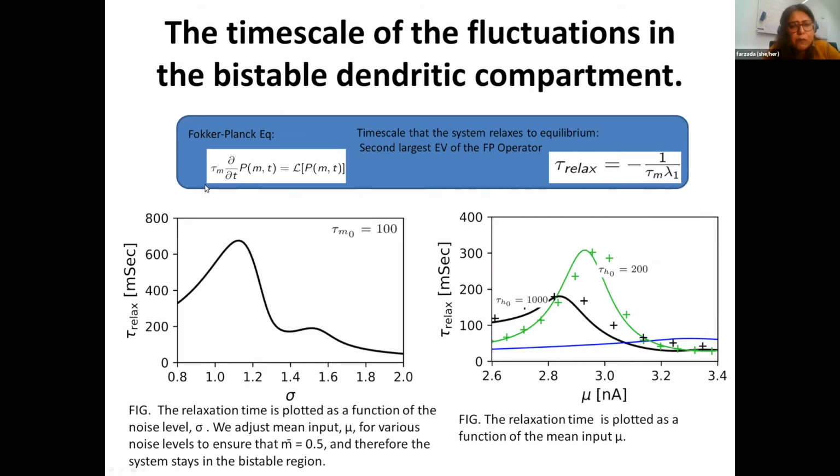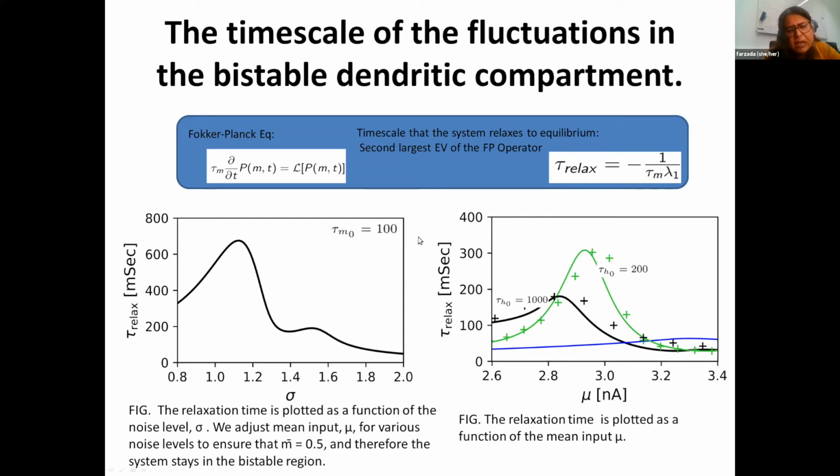You have this Fokker-Planck equation in the form of an operator. I wrote the same Fokker-Planck equations before with this operator L, and this operator L has a zero eigenvalue. The largest eigenvalue of this operator L is zero, numerically calculated, and this corresponds to the equilibrium solution. So this goes to the equilibrium solution. This is stable. But the second largest eigenvalue, which is something negative, indicates how long the system takes to go from any state to the equilibrium distribution. We numerically calculated the 10 largest eigenvalues of this operator L here, and then one over the second largest eigenvalue, we define as tau relax. And tau relax is the time that the system takes to go back to equilibrium, which is basically the time scale of the system.